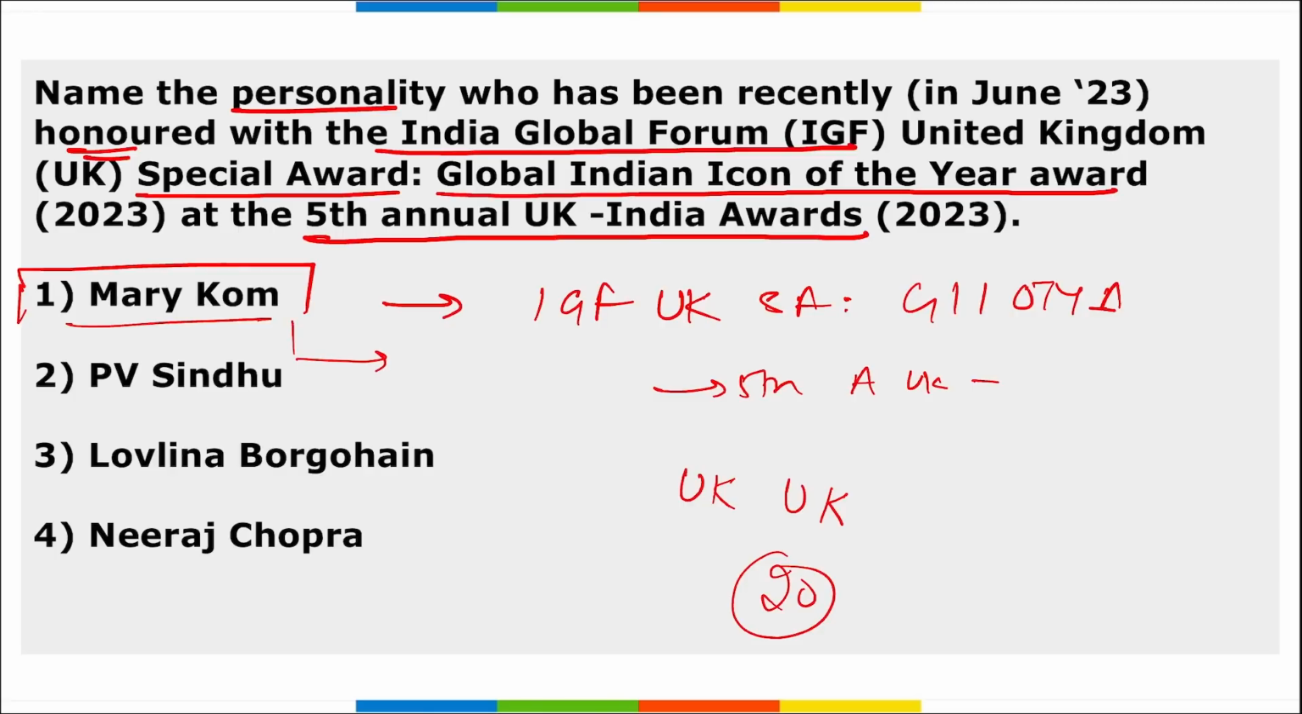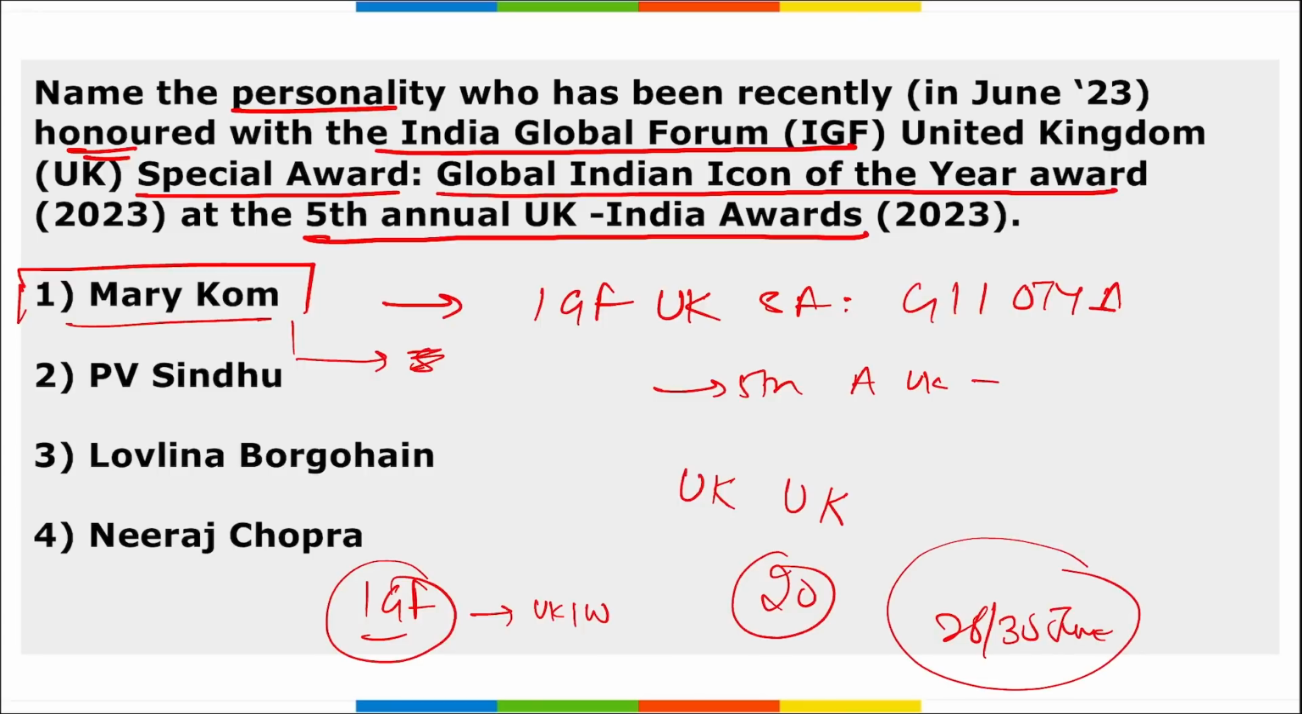So a question can be asked which sport athlete, or a direct question that Mary Kom, remember she is related to boxing and everyone knows about it, right? Because she's so famous in India. Coming back, the event was organized by the India Global Forum and it was a part of UK India Week that was held from 26th to 30th of June. So when was your UK India Week held? It was from 26th to 30th of June.